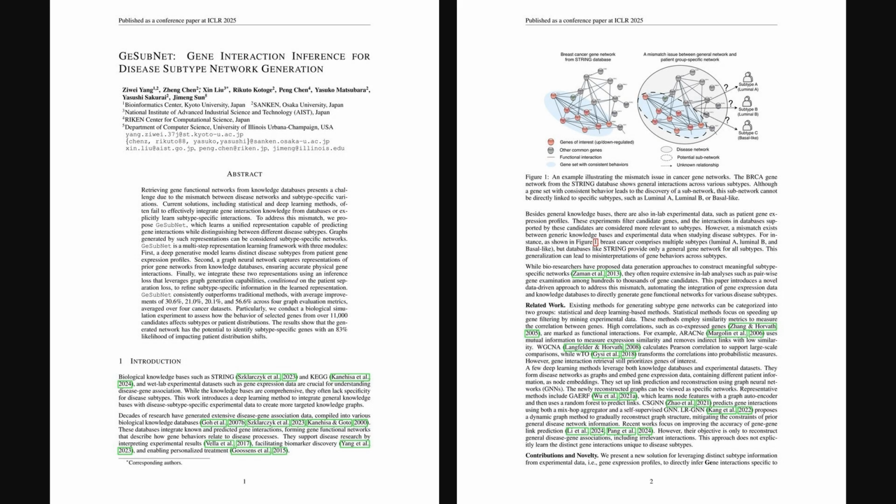So, to wrap things up, we've seen quantitatively and visually how GeSubNet generates these distinct, subtype-specific gene networks. It really excels at integrating patient expression data with prior knowledge, producing networks that are not only structurally unique but also biologically relevant, pinpointing key genes impacting patient subtypes. It's a powerful approach.